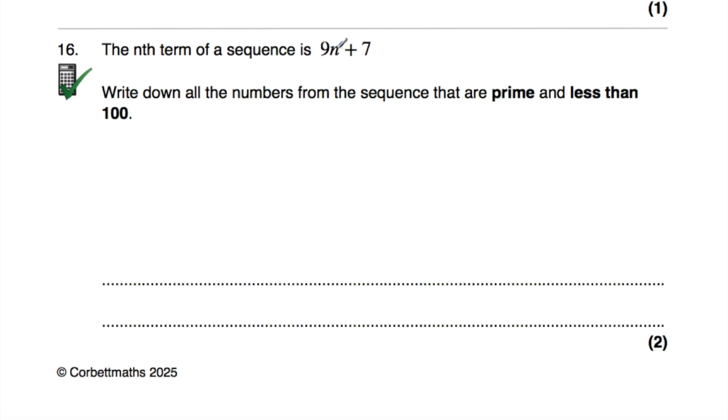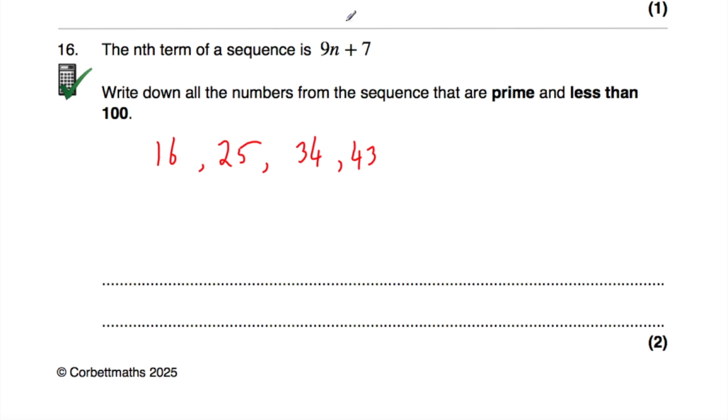Okay, so if n is equal to 1, 9 times 1 is equal to 9, plus 7 is equal to 16. So that's the first term in the sequence. 9 times 2 is equal to 18, plus 7 is 25, so that's the second term in the sequence. 9 times 3 is 27, plus 7 is equal to 34. 9 times 4 is equal to 36, plus 7 is equal to 43, and so on. Now here, one thing I've noticed here is we've got 9n plus 7.